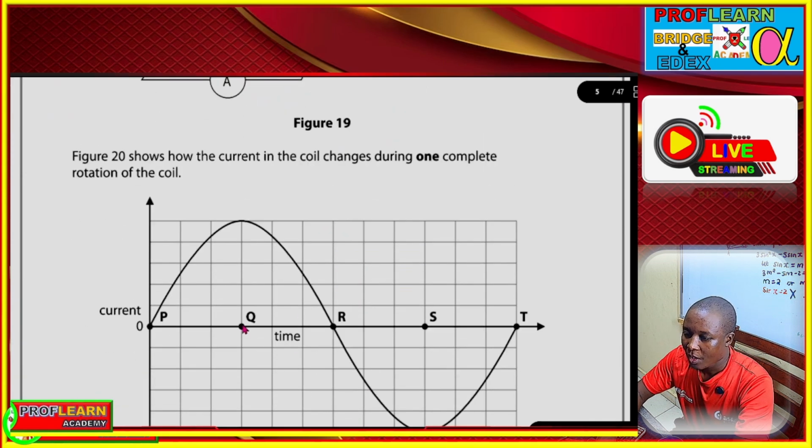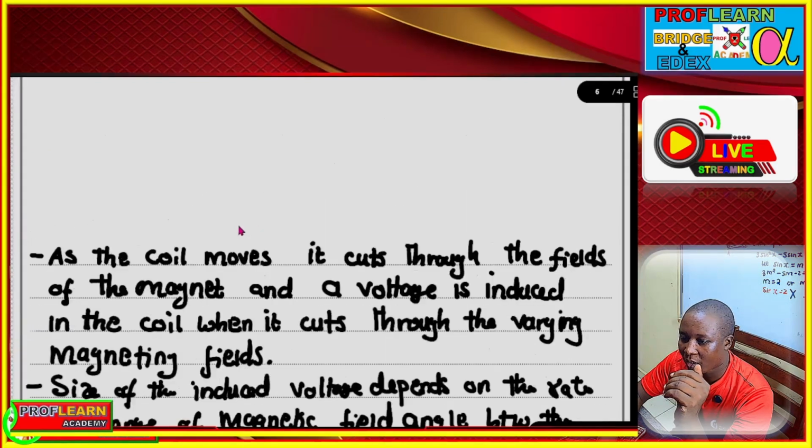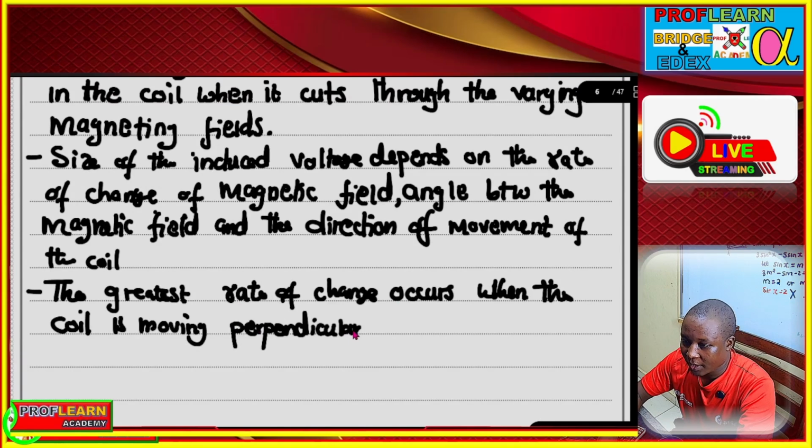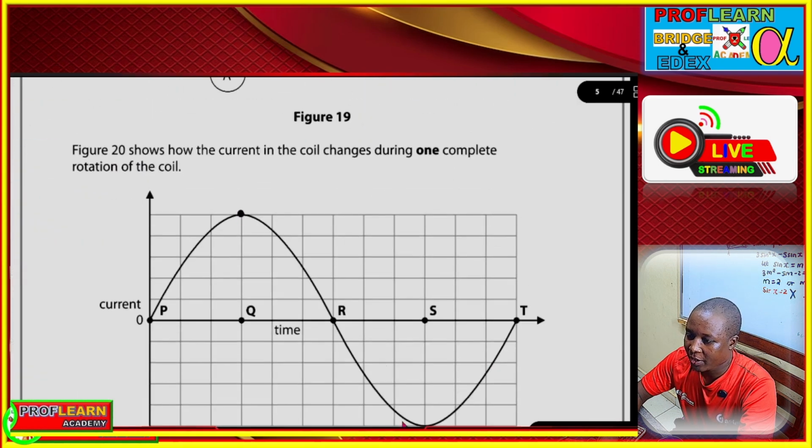Right. So at this particular point, that's where we have the maximum. And at Q, that's when the coil is moving perpendicular to the direction of the field. Therefore, the greatest rate of change occurs when the coil is moving perpendicular to the fields, and that is going to happen at points Q and S.